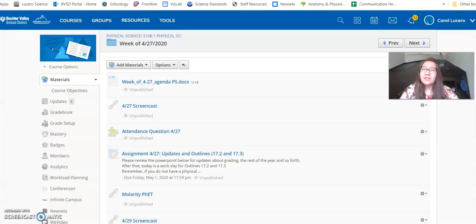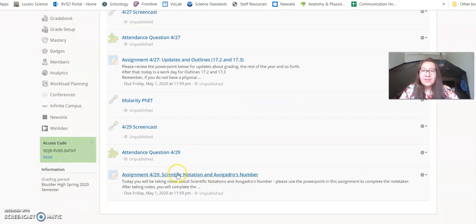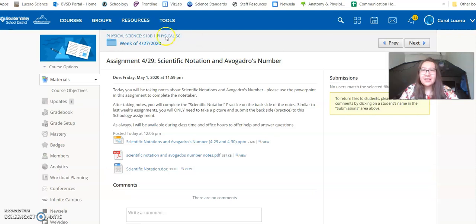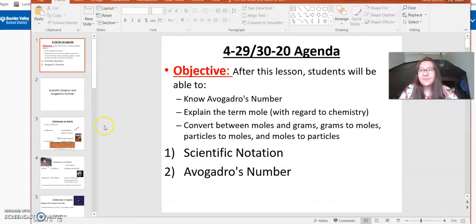Let's go ahead and go into Schoology and take a look at that assignment really quick. In the assignment, April 29th or 30th, you'll see this assignment, and I will include the PowerPoint and the note taker, as well as the scientific notation, which is what you will turn in. So let's take a look at that.